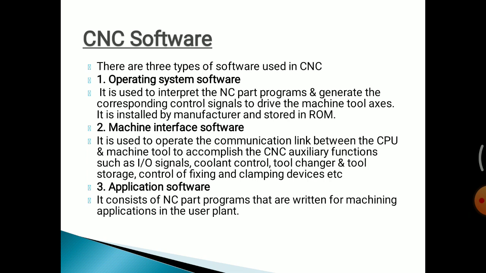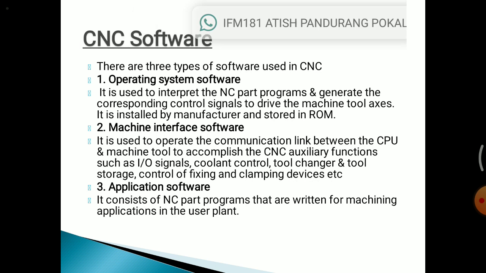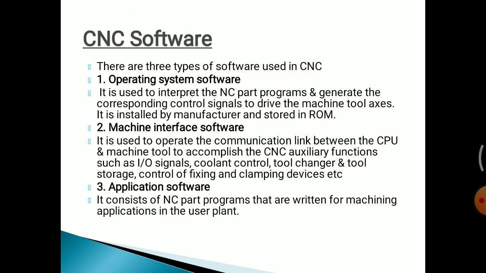What is operating system software? The operating system software is used to interpret the NC part programs and generate the corresponding control signals to drive the machine tool axis. It is installed by the manufacturer and stored in the read-only memory. So the operating system software reads the program, interprets the program and generates the corresponding control signals to drive the machine tool axis. That is the work of operating system software.